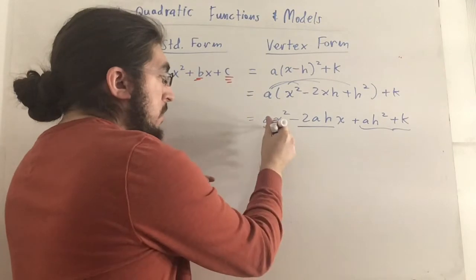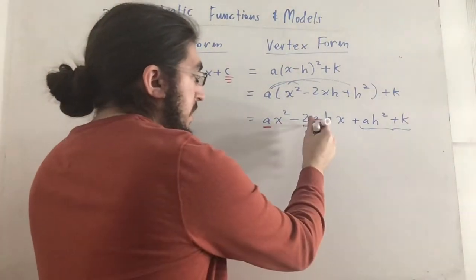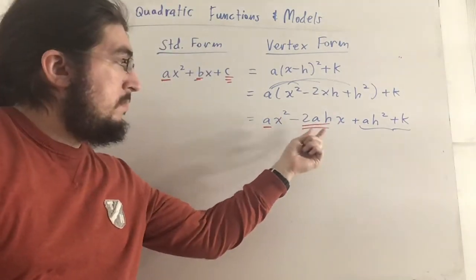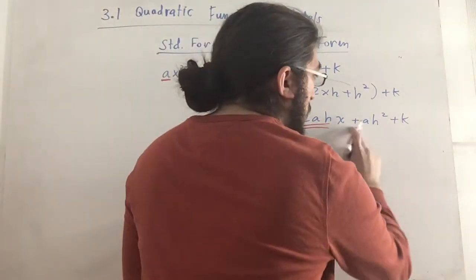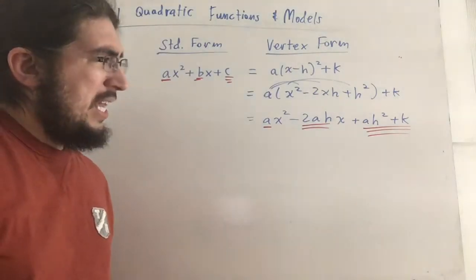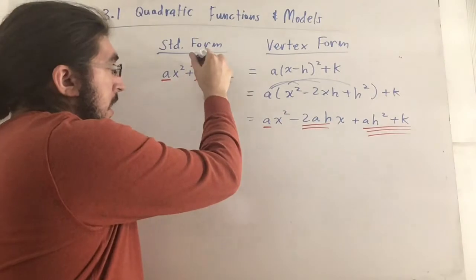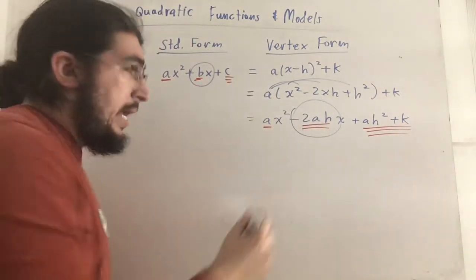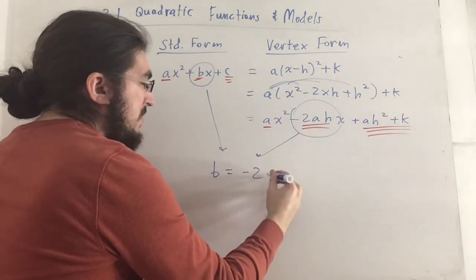So a is going to be equal to a, no news there. So we didn't learn anything as far as that goes. B is going to be equal to negative 2ah, so that's something new. And then c is going to be equal to this quantity, ah squared plus k. I'm not really going to worry about the last one so much. What I am going to worry about, though, is the middle two. So b is equal to negative 2ah. Let's write that.